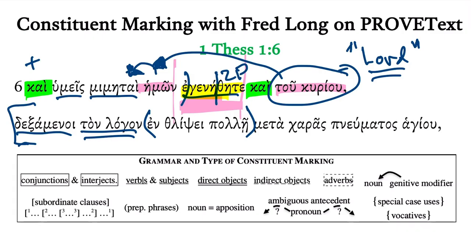And then I have prepositional phrases, en thlipsei pollē, in much affliction. And then I see another prepositional phrase, meta charas, with joy of the Holy Spirit, pneumatos hagiou. So pneumatos hagiou, I draw a line from that into charas. So you can see the meta. So I'll put these prepositions in blue. You can see that. And so in much affliction with the joy of the Holy Spirit.